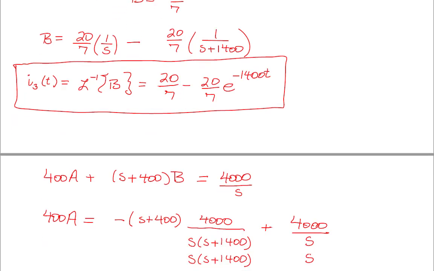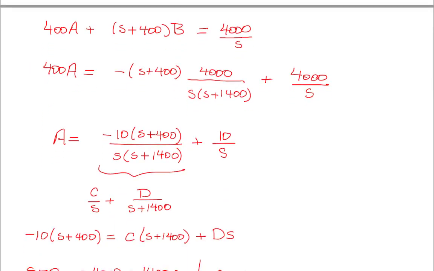So now I need to figure out what's my A term. I'm going to fill in what I knew about B. All right, so I've got this term times that. I'm going to divide through by 400, to make this number and that number smaller. So I get a minus 10, and I get a 10 over s piece.